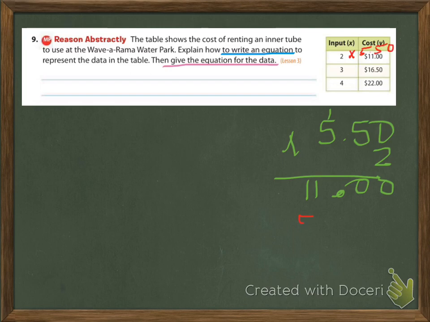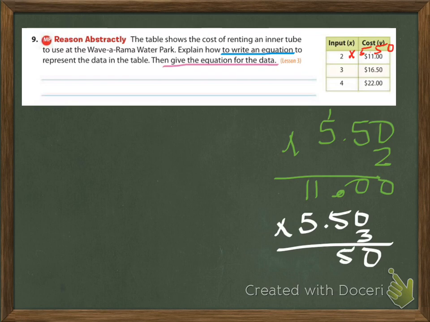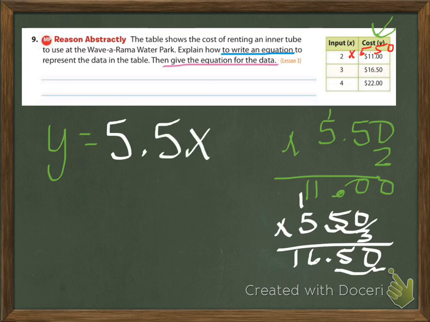Well, let's see. Is 5.50 times 3 16.50? You get $16.50. So now we've established our relationship. So this is what our equation is going to look like. So y is going to be, so see how we have y right here. So y is going to be equal to 5.5x. And remember, because it's in our equation, it's just 5.5x. It's not 5.50. It doesn't make a huge difference. It's mainly just a formatting situation.